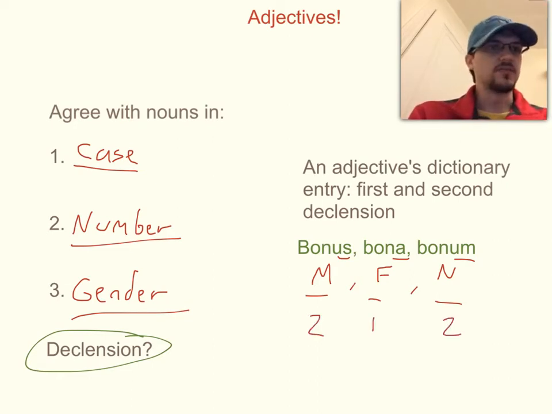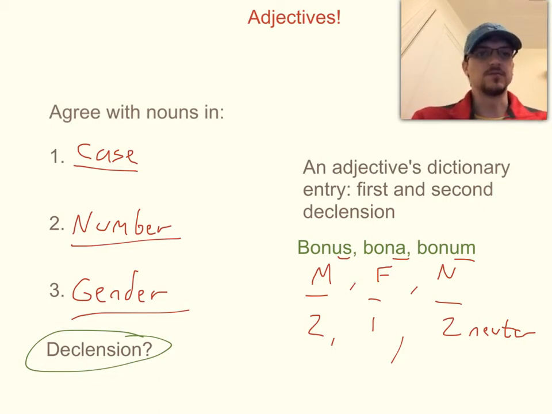But again, the masculine is going to follow second declension, the feminine is going to follow first declension, and the neuter is going to follow the second neuter rules. Okay, so there's going to be two UMs, and there are going to be two A's in the nominative and accusative plural.